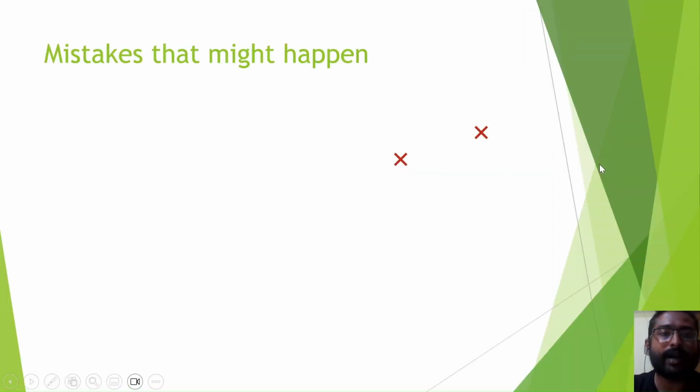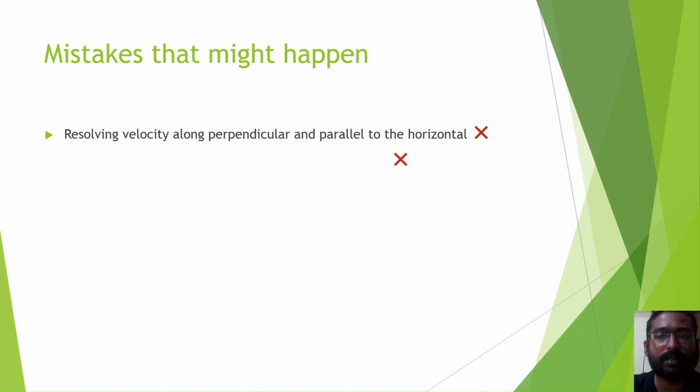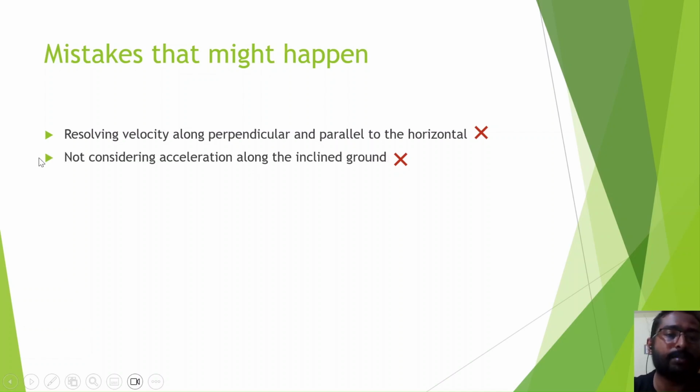So what mistakes might students make? Actually, one common mistake is resolving the velocity along the horizontal and perpendicular to the horizontal, instead of taking components perpendicular and parallel to the inclined ground. Also, another mistake students make is not considering the acceleration along the inclined ground.